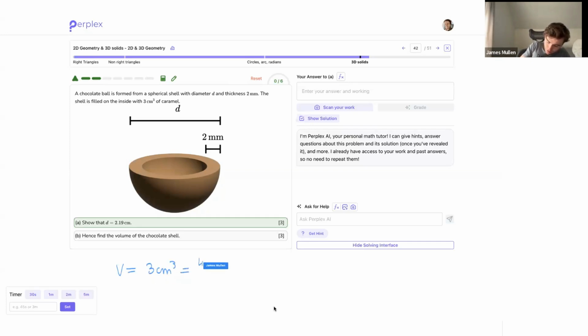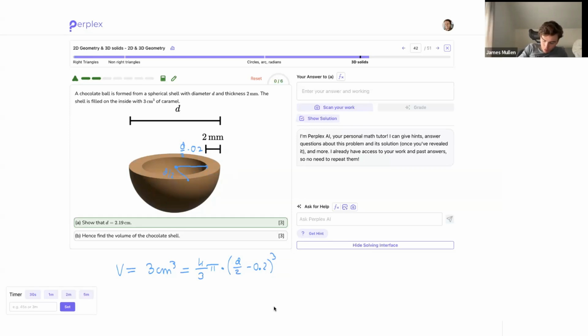which is going to be equal to 4 over 3 pi times the inner radius cubed. Let's think about it. If I draw here, the radius to the outer of the circle is d over 2. And the only difference for the inner is the 2 millimeters. So I can do d over 2 minus, and 2 millimeters in centimeters is 0.2. So the radius of the inside is d over 2 minus 0.2, cubed. All right, and that's supposed to be equal to 3.